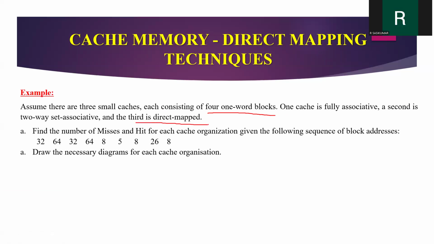In this video, I'm going to discuss the direct mapping technique. Find the number of misses and hits for each organization given the following sequence of block addresses. There are 9 block addresses: 32, 64, 32, 64, 8, 5, 8, 26, 8. Draw the necessary diagram for each cache organization.